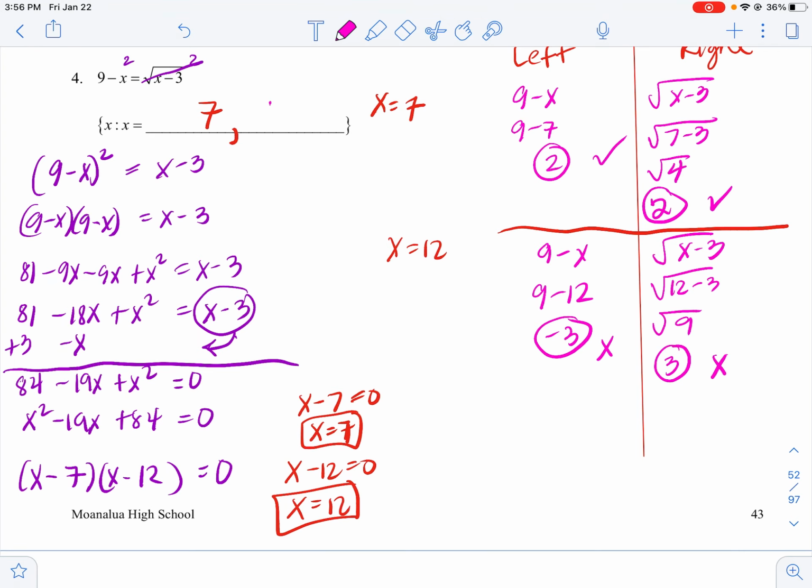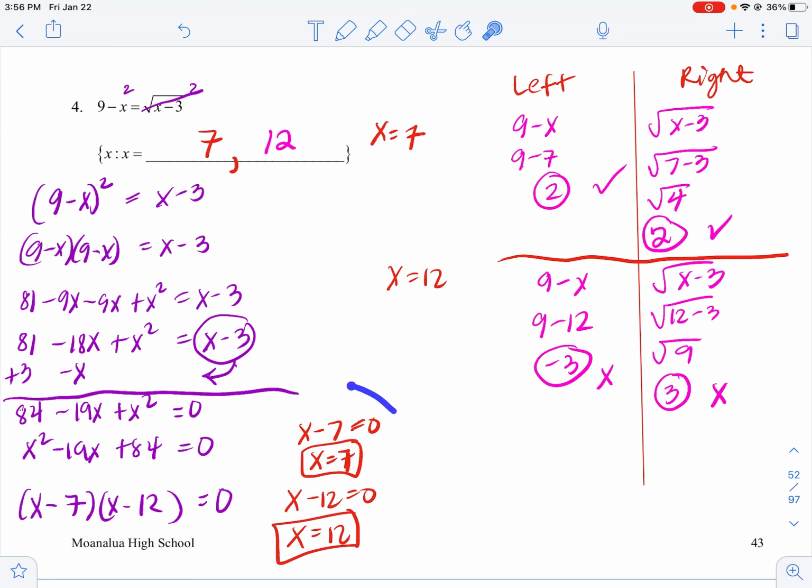So you know how it's supposed to be 7 comma 12 because those are our x's. But because 12 doesn't work, 12 is not part of our solution. 12 is what we call an extraneous solution.